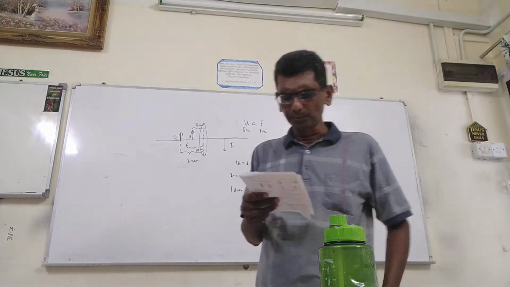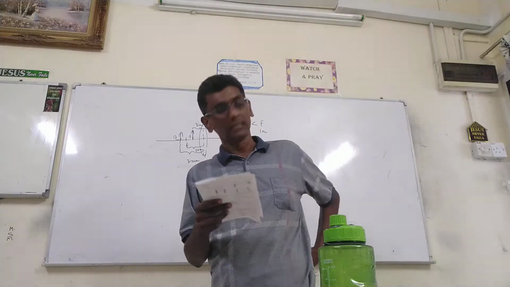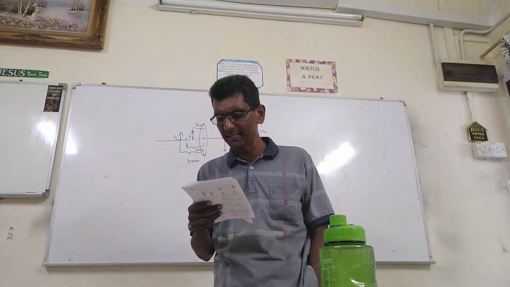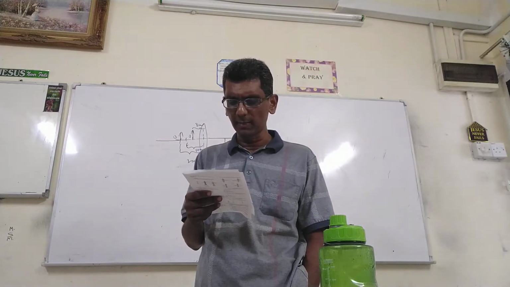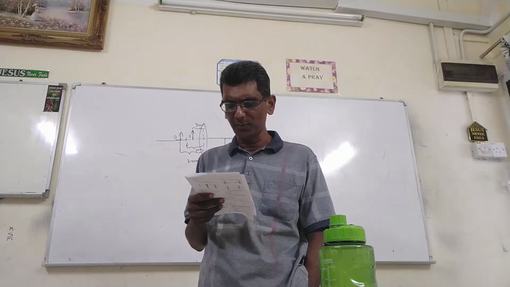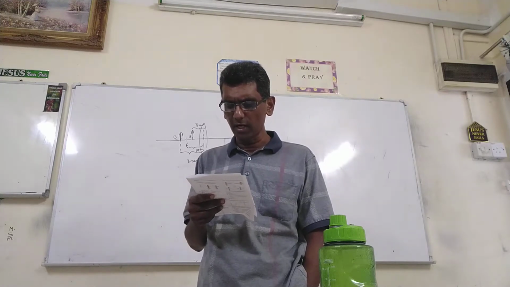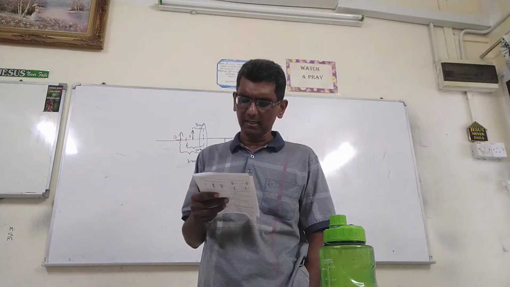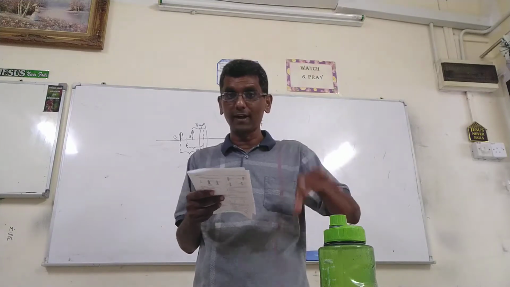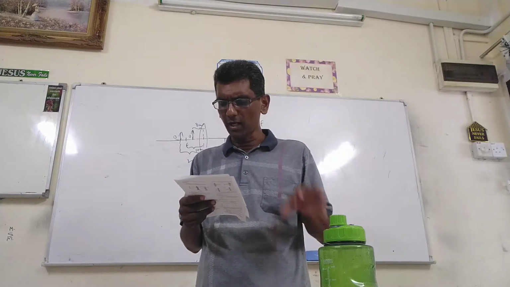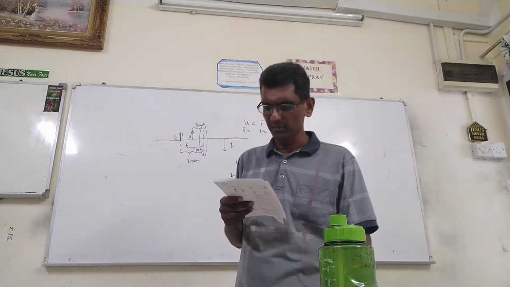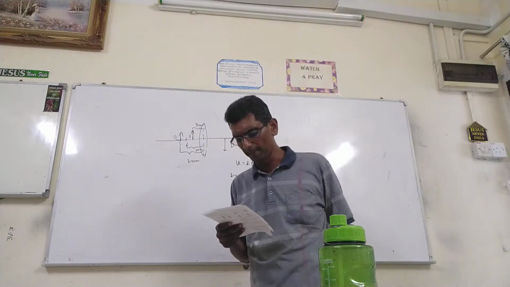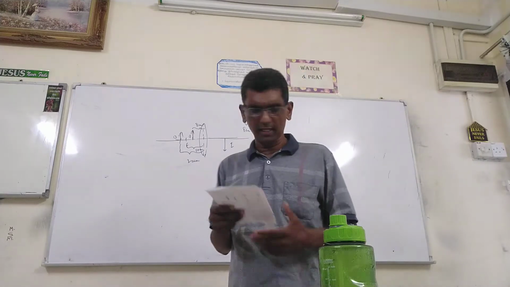Question number 2. The focal length of a convex lens is 15 cm. An object is placed 25 cm in front of the lens. In front of the lens, the image formed is... okay, the focal length.